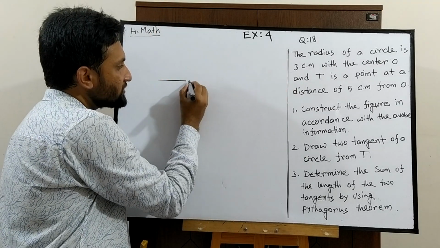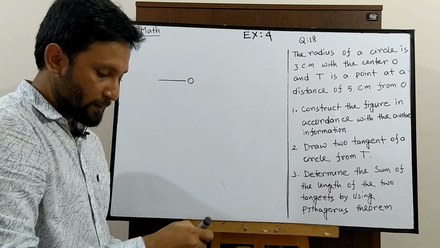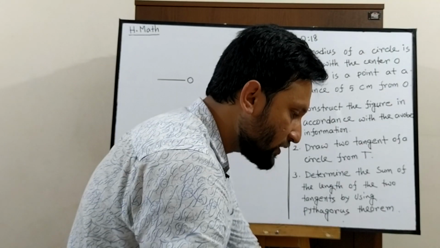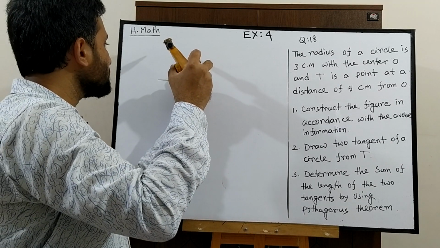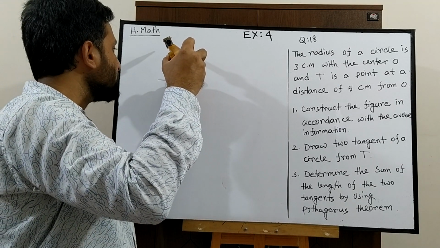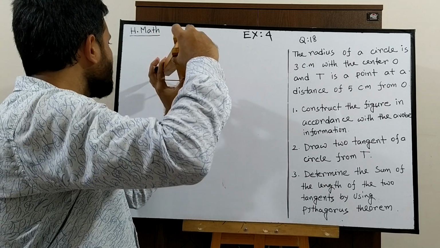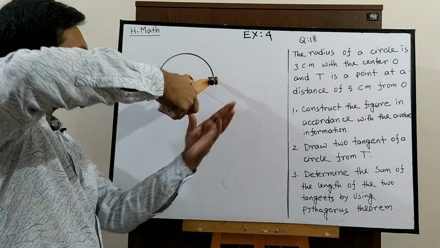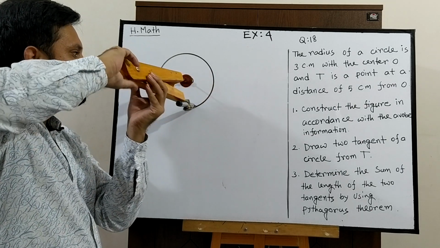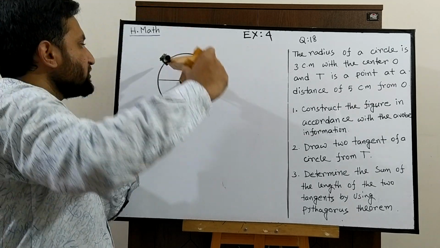Consider this as O, the center. Now at first draw a circle according to the 3 cm radius. So set the compass here and draw the circle with 3 centimeters. So this is a circle of 3 centimeters.